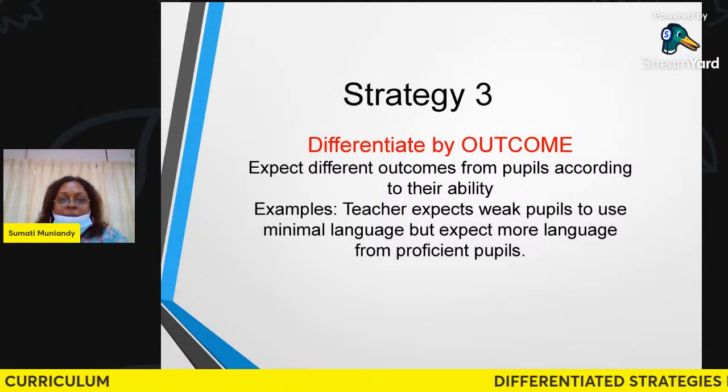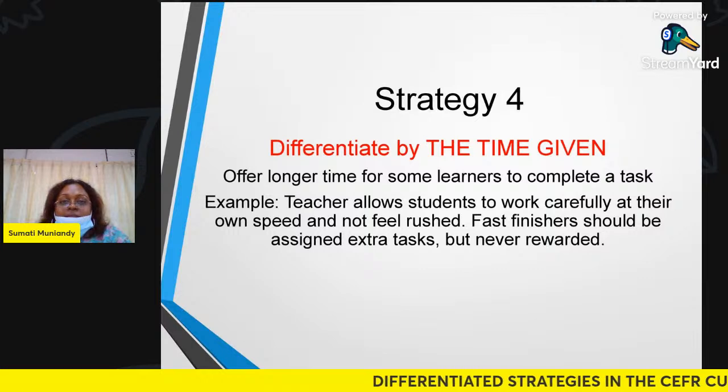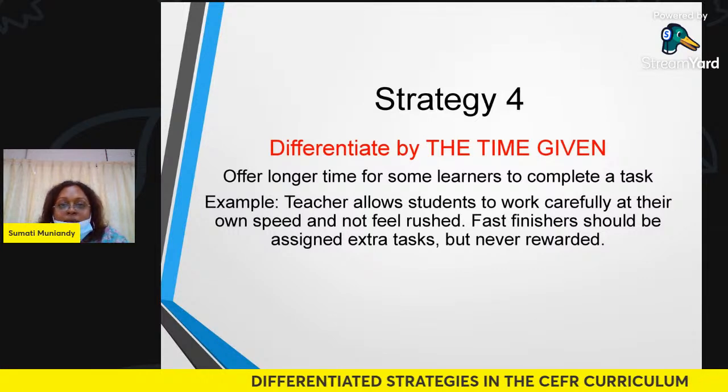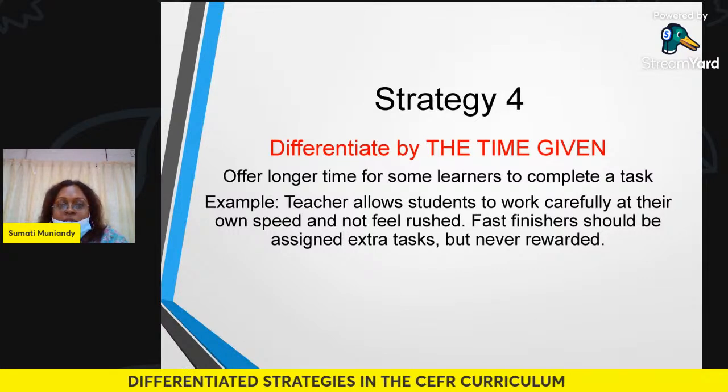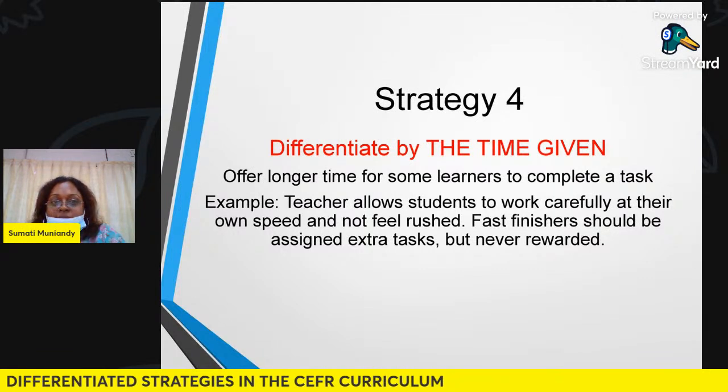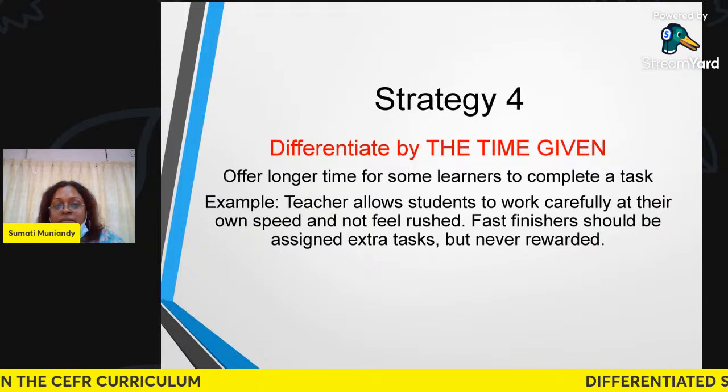Always help them. Time given is also another way. Offer longer time for some learners to complete the task. Right? Are we really doing it, or do we give the same time to everybody?